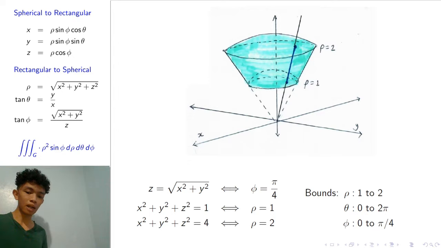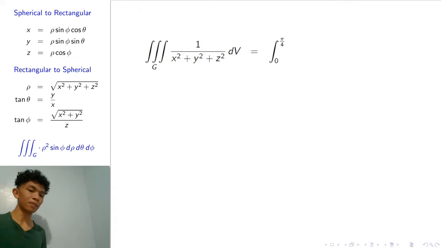So with our bounds now found, we write our triple integral in spherical coordinates and we proceed with our evaluation. So again, we have this triple integral is now the integral from 0 to pi over 4. Those are your phi bounds. Integral from 0 to 2 pi, those are your theta bounds. Integral from 1 to 2, those are your rho bounds. Now, we replace this integral in spherical coordinates. Notice that the denominator, x squared plus y squared plus z squared, is just rho squared in your denominator. So you'll have 1 over rho squared.